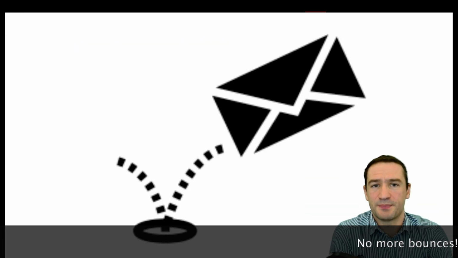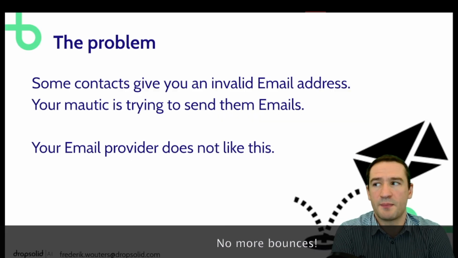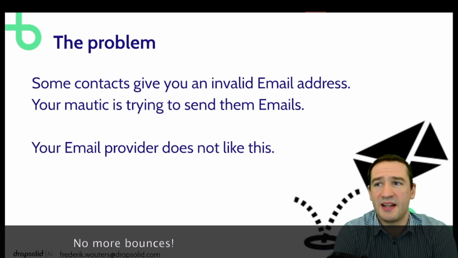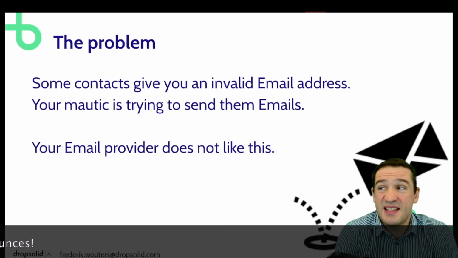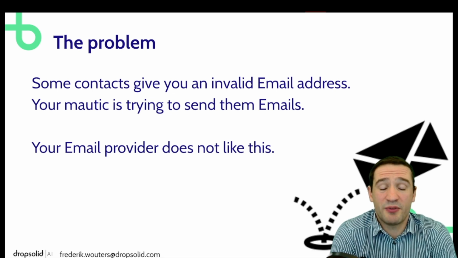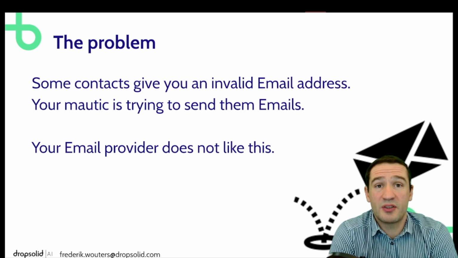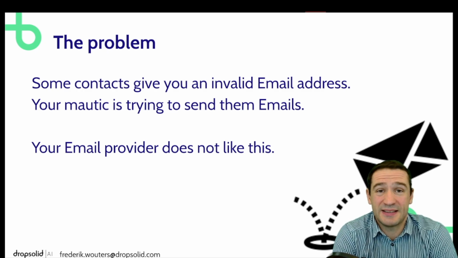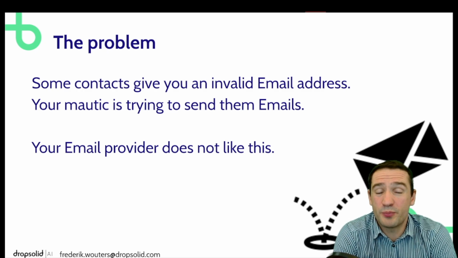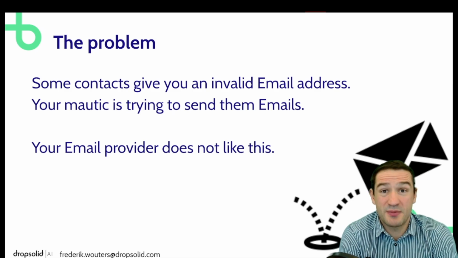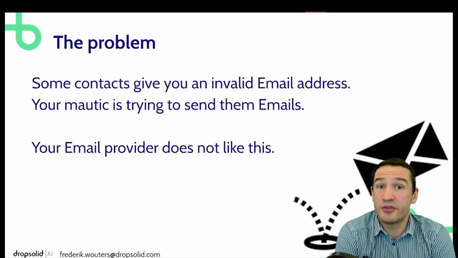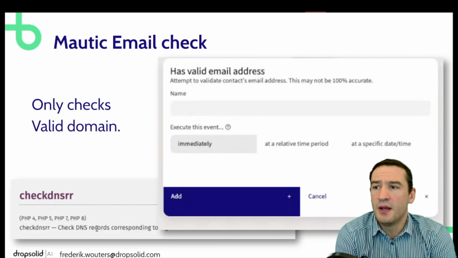Next up, bounces or invalid email addresses. Some contacts will give you an invalid email address. Your Mautic is trying to send these emails to these contacts, and the email provider could be SendGrid or your custom email provider. They don't like this, and they will give you a bad score or they will give you trouble for this. Sometimes, if there's too much, they will even block your emails.